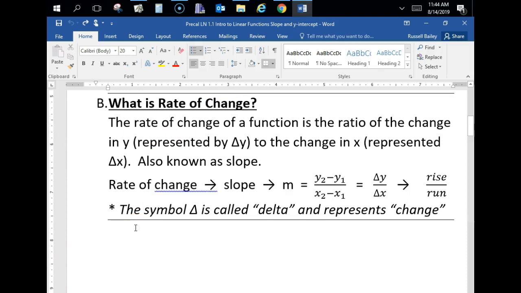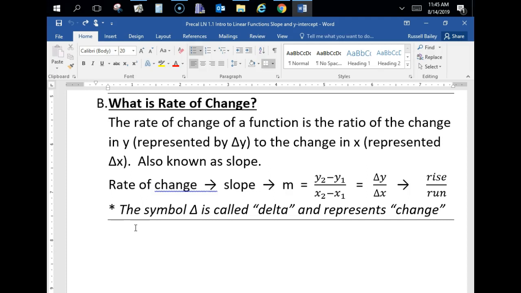Rate of change. Now, when you're looking at a function, you have two variables, right? We talked about x and y, and they're changing at the same time. So when you have y equals x squared, if you plug in 1, you get 1. If you plug in 2, you get 4, right? So as the x changes, so does the y. Rate of change just means how fast are they changing. So if you change the x this much, how much will that change the y?